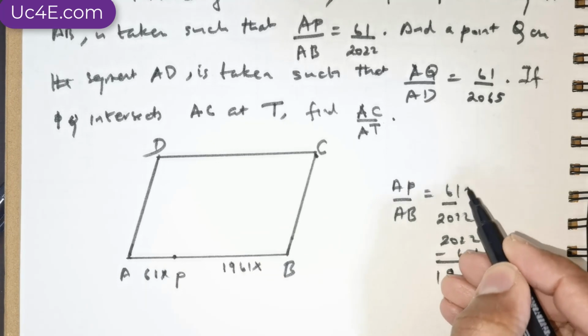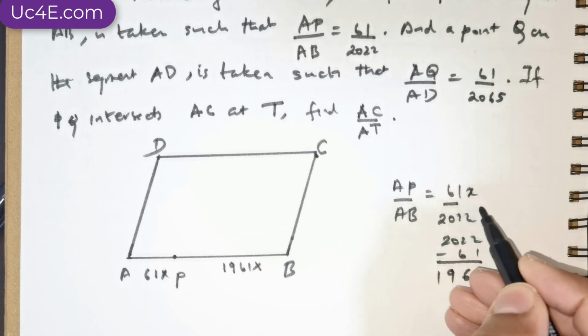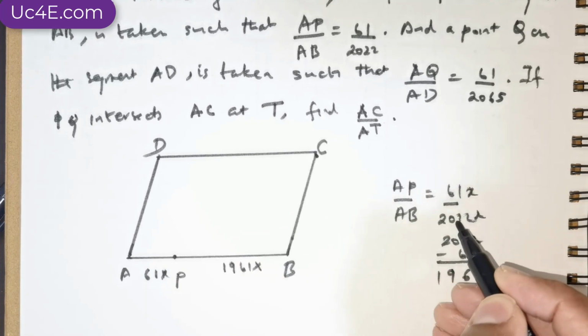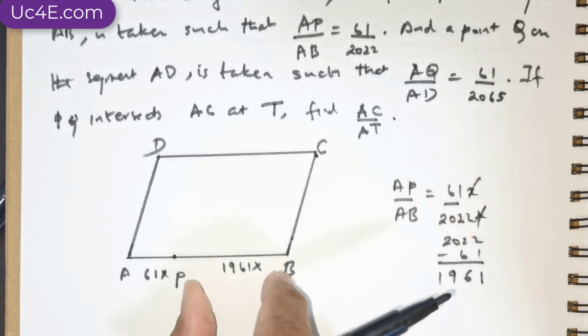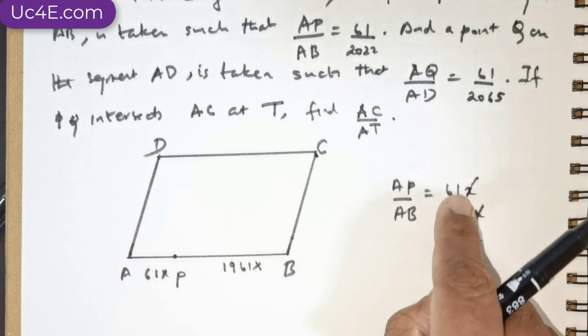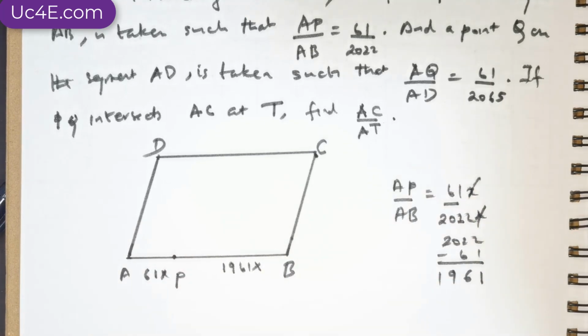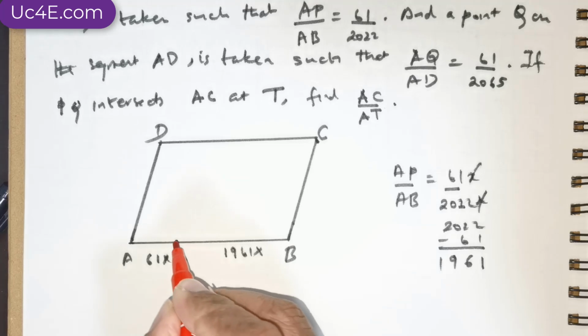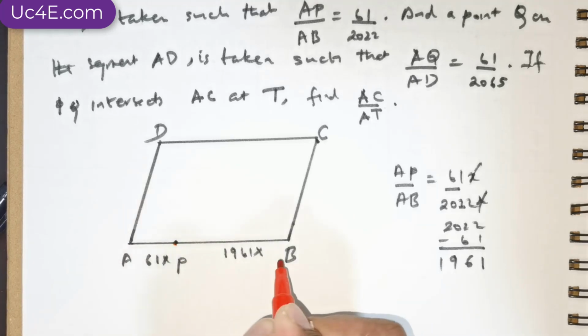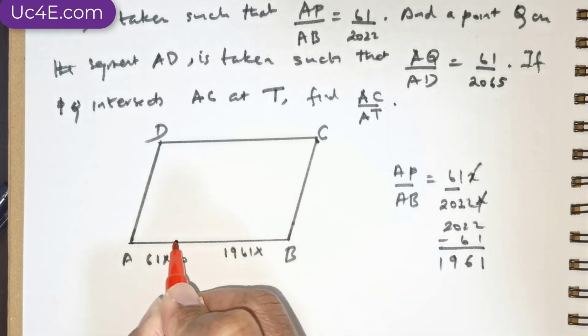Now of course I'm taking it as x. It doesn't matter, because if this were to be 61x and this is going to be 2022x, naturally x and x can be cancelled, and still we will be getting 61 over 2022. So that wouldn't be a problem. So this is the point P on the line AB.